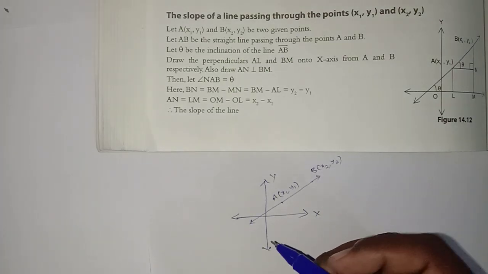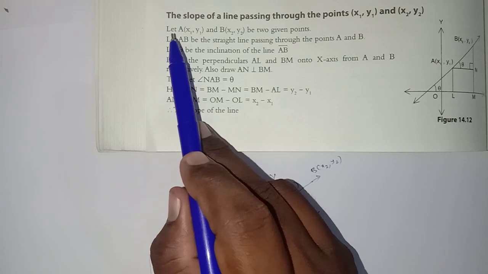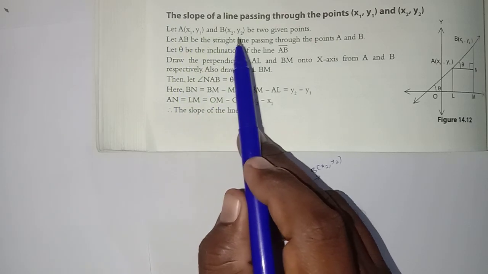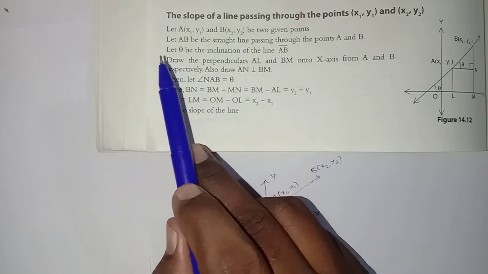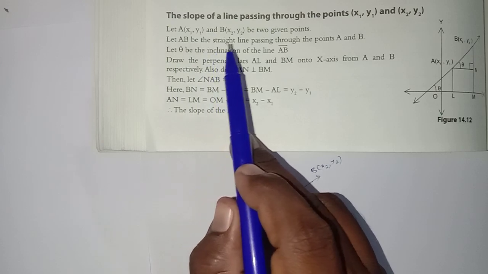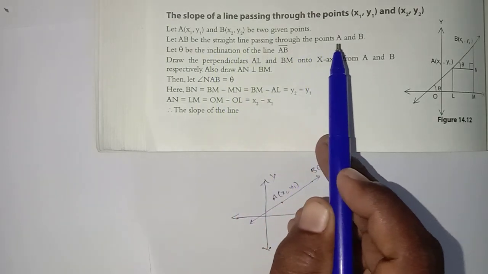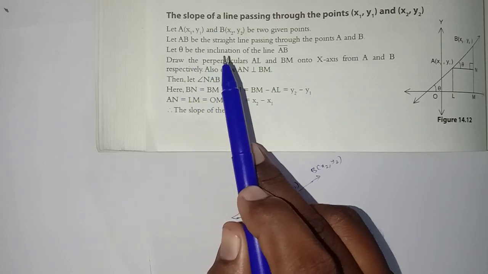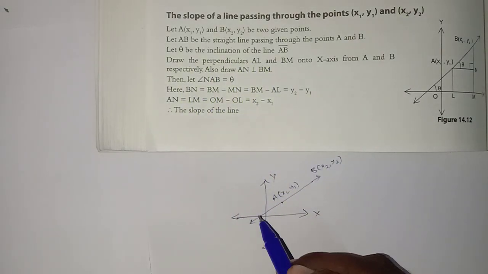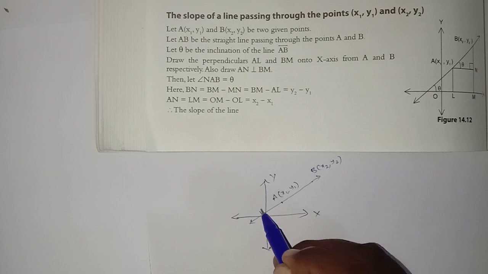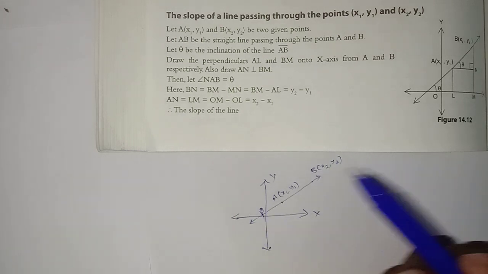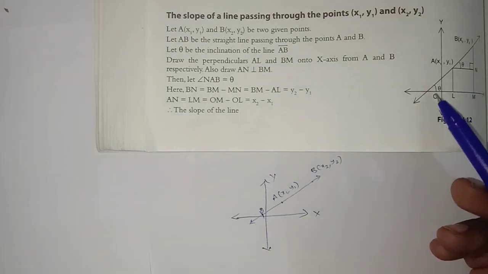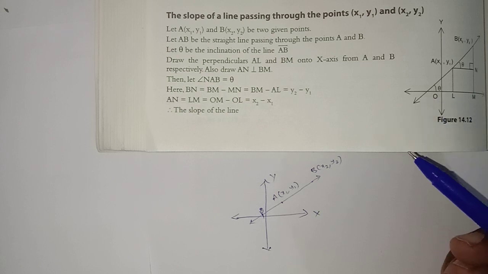Let A(x1, y1) and B(x2, y2) be two given points. Let AB be the straight line passing through the points A and B. Let theta be the inclination of the line AB. See here, theta is the inclination of the line. Otherwise, look at this picture: theta is the inclination of the line AB.